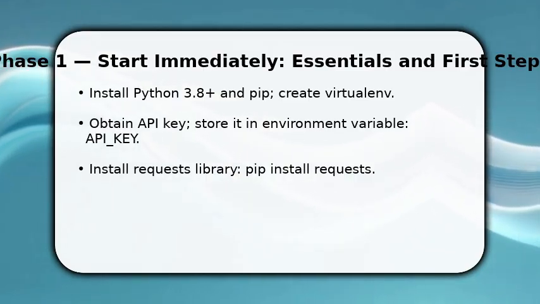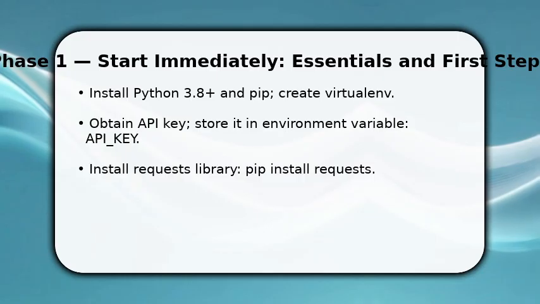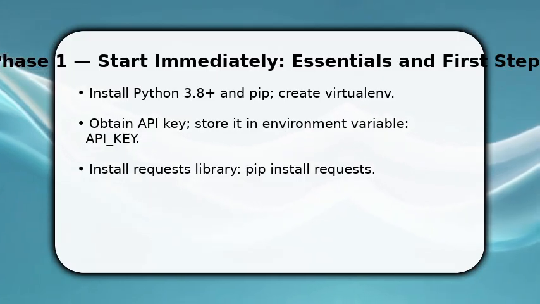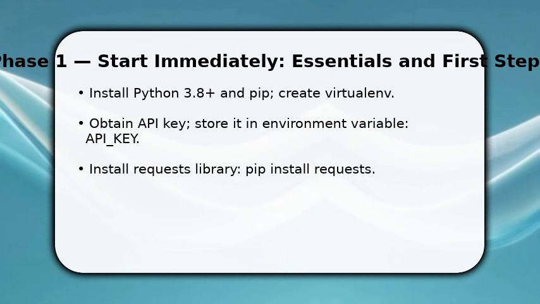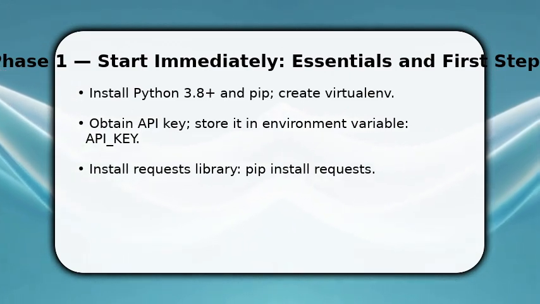Now, write a minimal script. Import os and requests, read os.environ API key, then craft headers with authorization. This first call validates credentials and establishes the base URL. It proves connectivity before you build features.